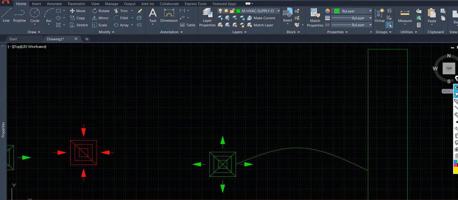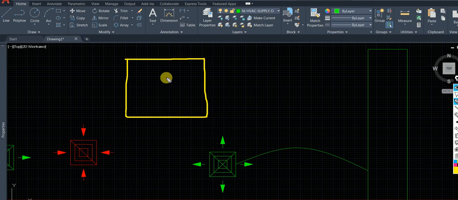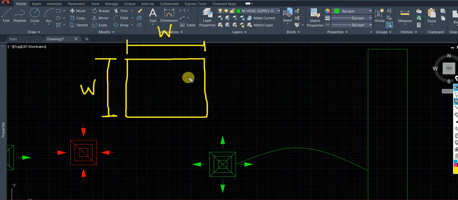I just wanted to explain one formula here. Let's suppose this is my air terminal, and this is the width of the air terminal. Let's say 600 width. This is the width of the air terminal.